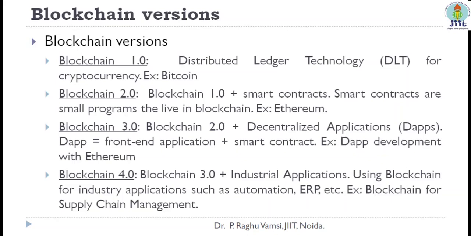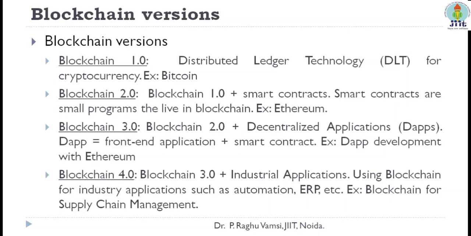So blockchain 1.0 plus smart contracts. Smart contracts are the small programs that live in the blockchain. An example is Ethereum. Next, blockchain 3.0: blockchain 2.0, that is all the features which are there in blockchain 2.0, plus decentralized applications, that is front-end applications plus smart contracts.